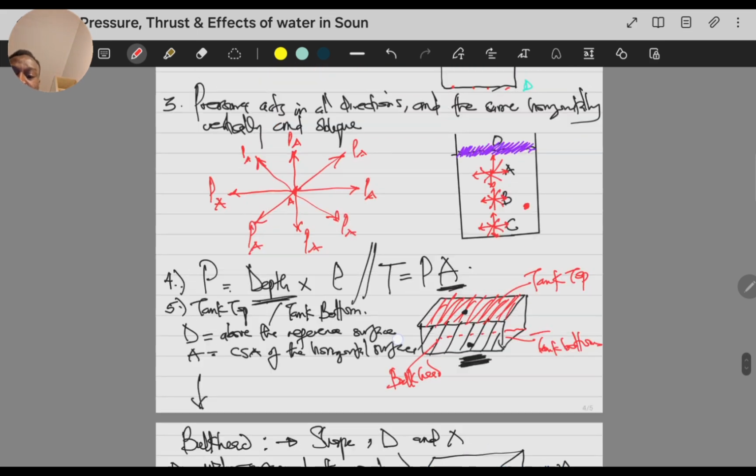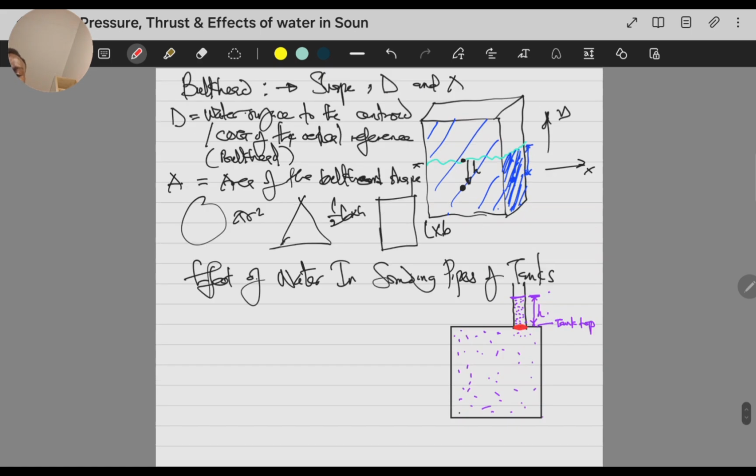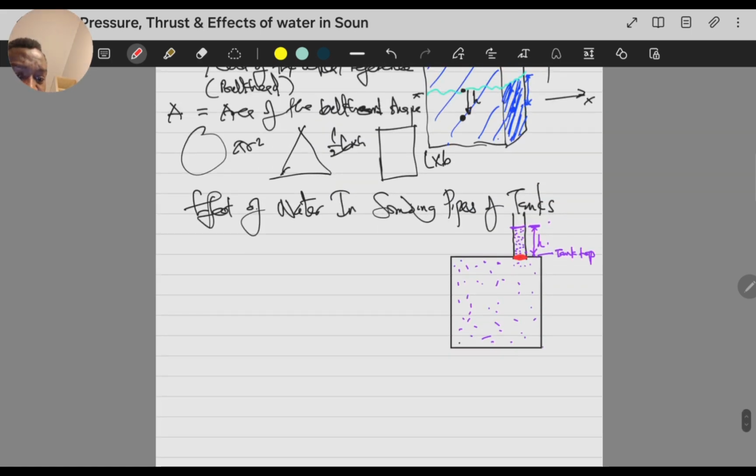And don't forget the rule we stated that says that pressure is the same at all points at the same horizontal level, within a homogeneous fluid. So if we have a pressure here, say P sounding pipe, it's going to be the same here, based on that rule. So it's going to be P sounding on every level here.